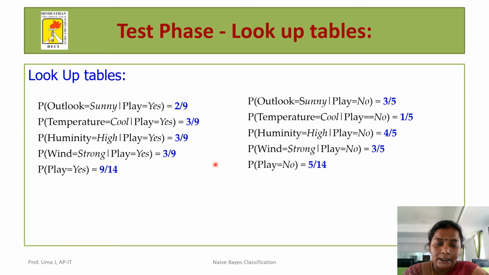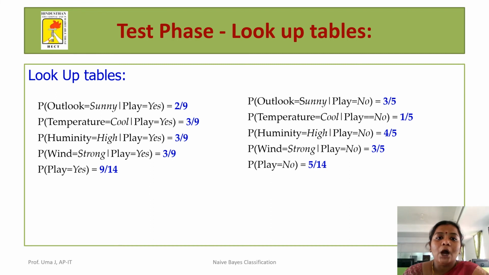Based upon the learning data, I am finding the probability to play tennis and not to play tennis with the following features. The probability to play tennis when the outlook is sunny, temperature is cool, humidity is high, wind is strong is 2 by 9, 3 by 9, 3 by 9, 3 by 9 respectively. Similarly, the probability not to play tennis for the same features is 3 by 5, 1 by 5, 4 by 5 and 3 by 5.